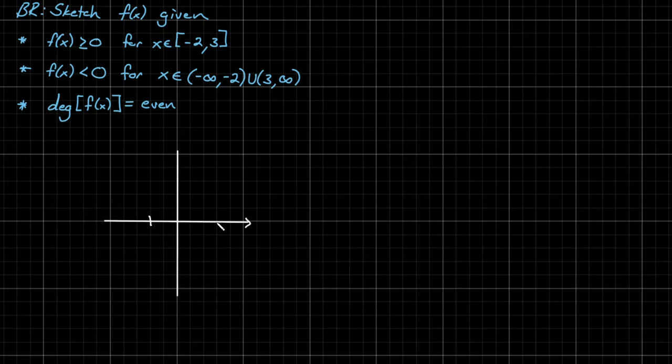Now, I'm just going to mark off 2, -2, and 3, right? So I don't know why it's so hard for me to see. -2 and 3. Now, for this, I'm going to run through all the options.